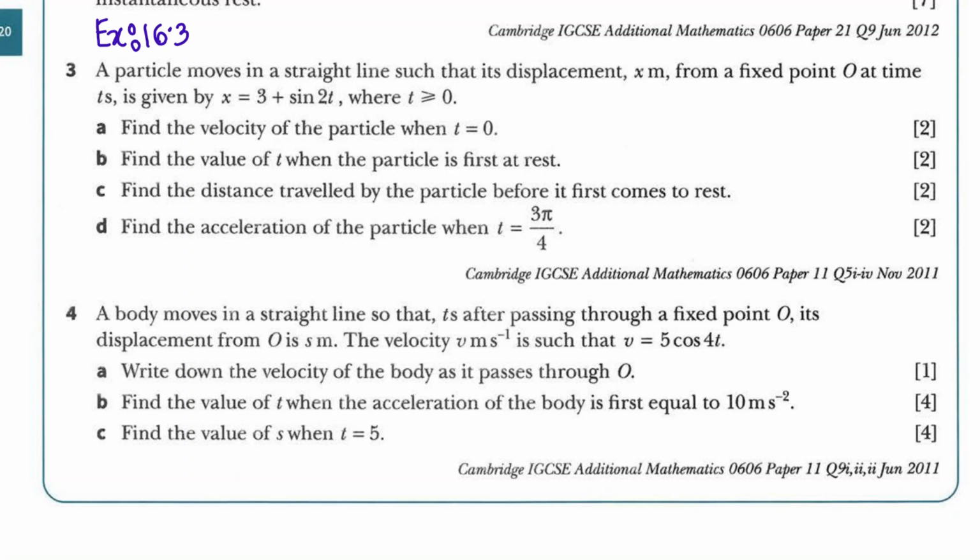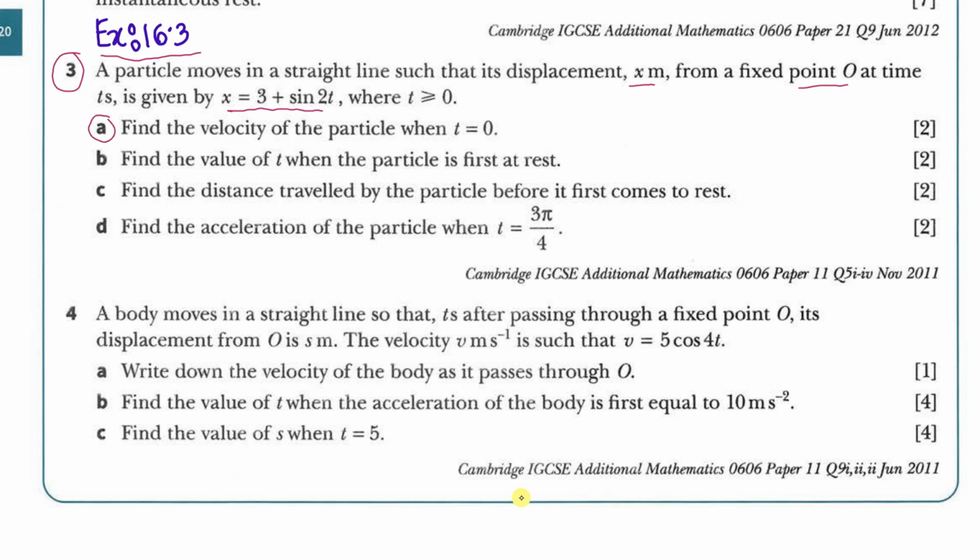In this tutorial, we are solving kinematics from the Cambridge Math book. In this stage I'm going to show you question number 3 from exercise 16.3. It is written here: a particle moves in a straight line such that its displacement x meters from a fixed point O at time t is given by x equals t plus sine 2t, and t is greater than or equal to 0. This is the displacement expression given.